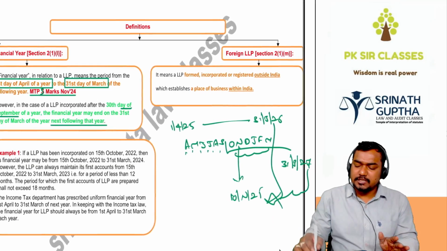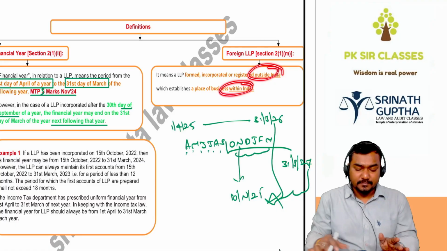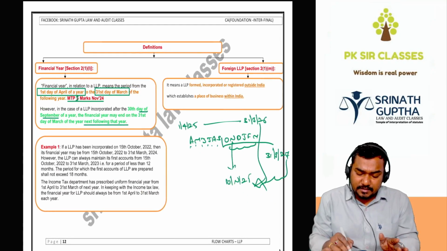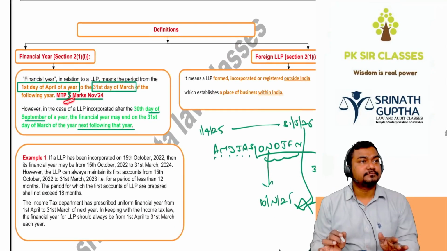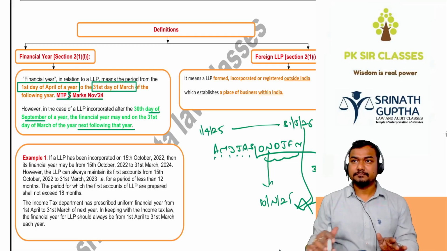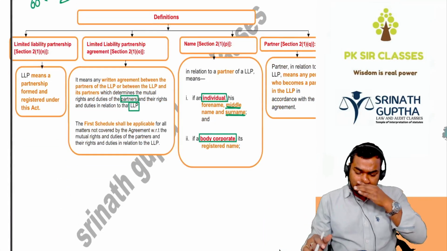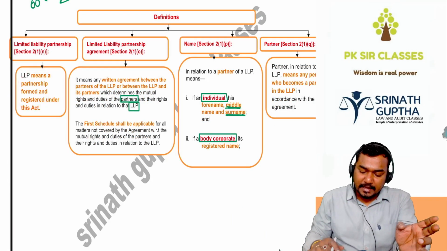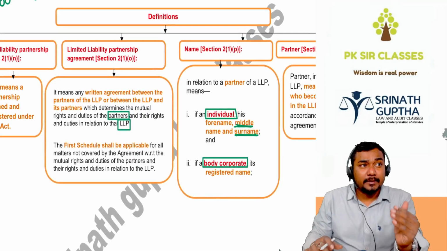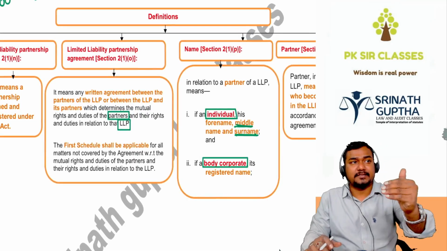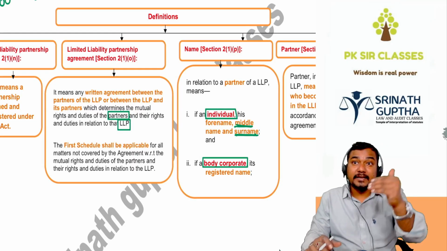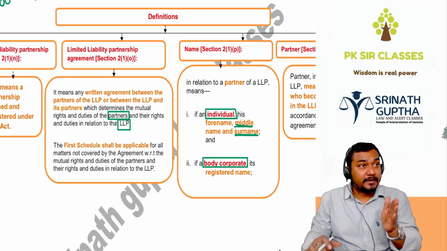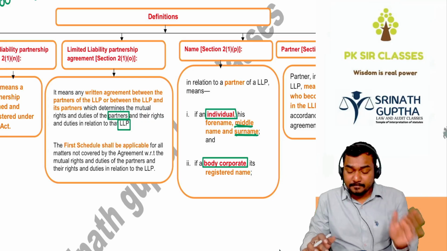Foreign LLP means registered outside India, having a place of business in India. This financial concept is asked in the exam for 5 marks. Done. Next, LLP. LLP means LLP registered under this Act. LLP agreement means agreement between the LLP and partners, or between the partners.